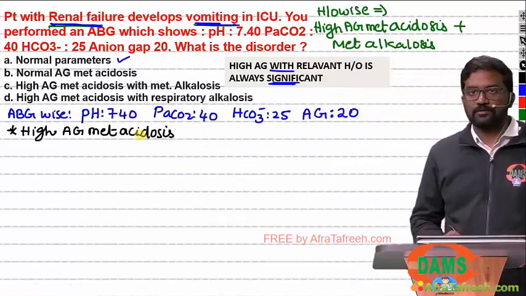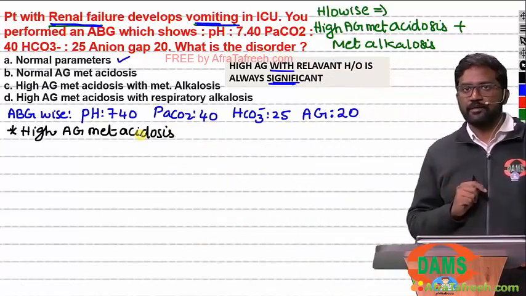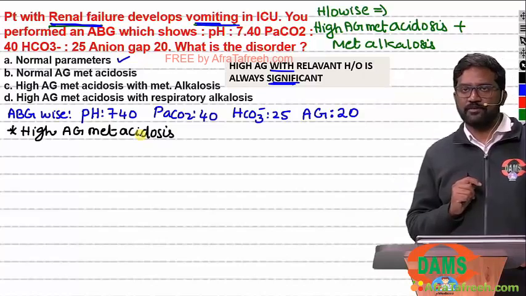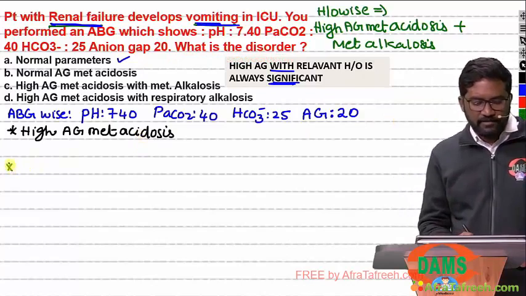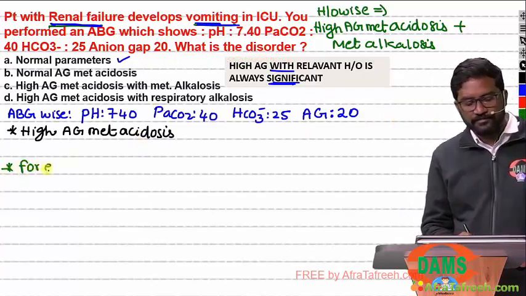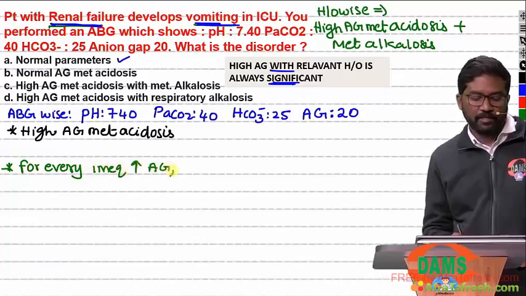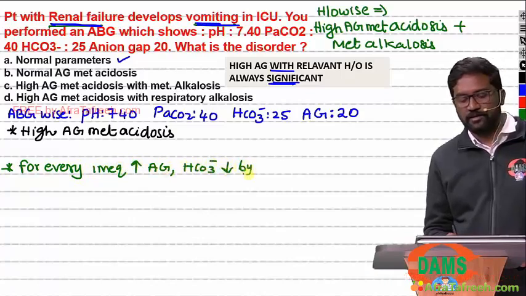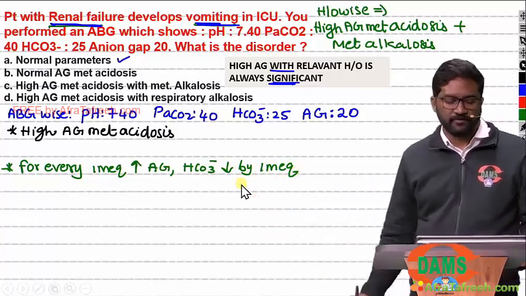Now in the ABG algorithm, we have an advanced step. Whenever there is high anion gap, you should compare the change in anion gap and the change in bicarbonate. So you know that there is a relation: for every 1 milliequivalent increase in anion gap, bicarbonate decreases by 1 milliequivalent. So whenever there is high anion gap, you should see whether this relationship is satisfied or not.